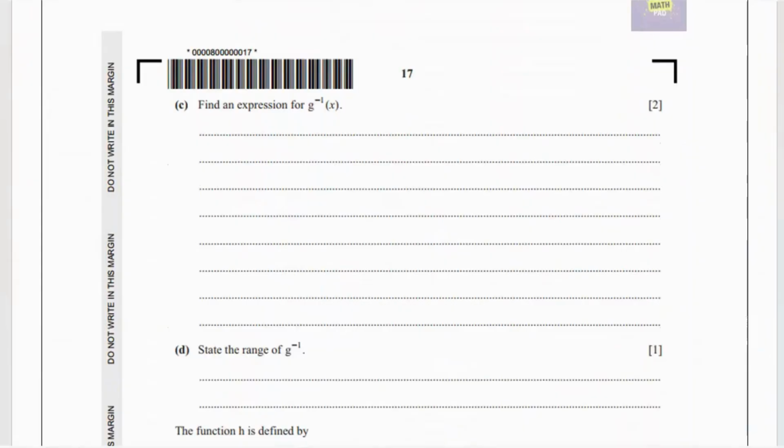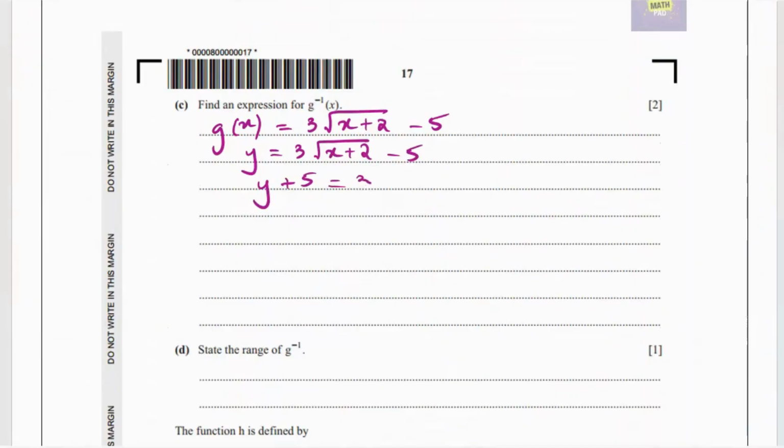Then find an expression for g inverse of x. So g of x is basically 3 root of x plus 2, minus 5. To find the inverse, we first put the function equal to y. So y equals 3 root of x plus 2, minus 5. First, we take minus 5 to the other side. So it becomes y plus 5 equals 3 root of x plus 2. Then we divide y plus 5 by 3. And that equals root of x plus 2.